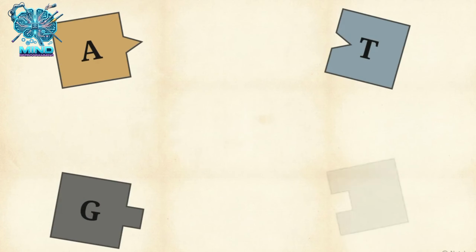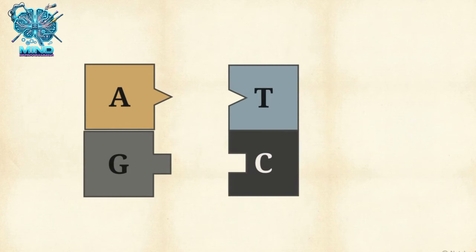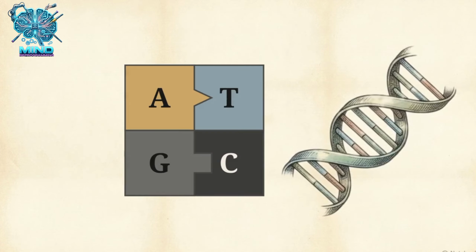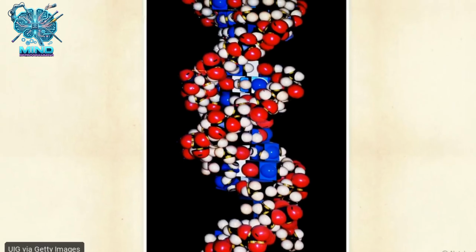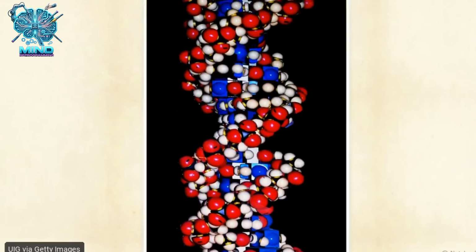This system relies on 4 chemical bases: adenine, thymine, guanine, and cytosine. They follow strict chemical bonding rules. A only bonds with T, and G only with C. By stacking millions of these pairs on top of each other, they twist into the famous double helix structure.